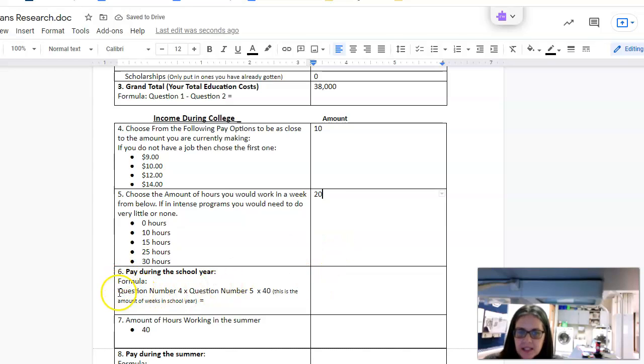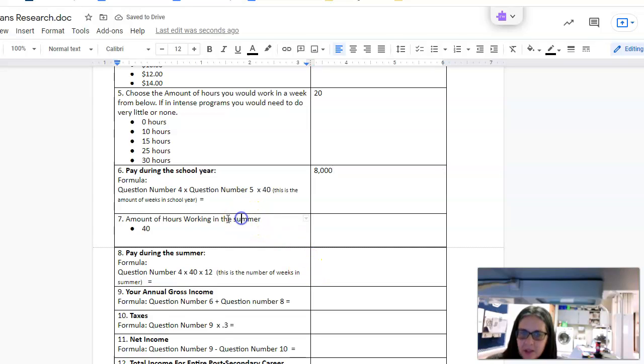Okay, and then number 6 is you're going to take number 4. So I have 10. So I'm going to take my 10, and then I'm going to multiply it by what I have for number 5, which is 20. And then I'm going to take that and multiply it by 40, because there's usually about 40 weeks in the school year. So I'm giving a rough estimate. Okay, and then I get 8,000 on here. Okay, and then we're going to calculate.